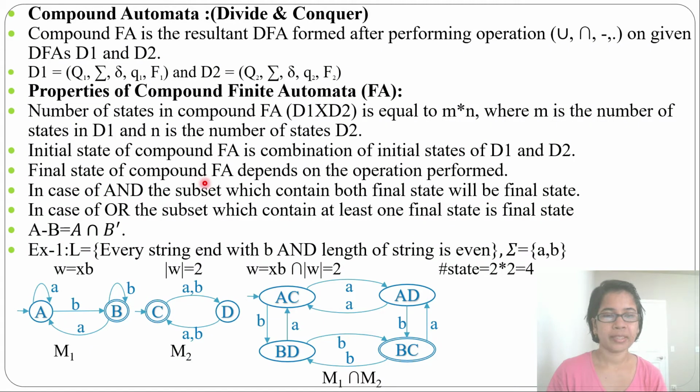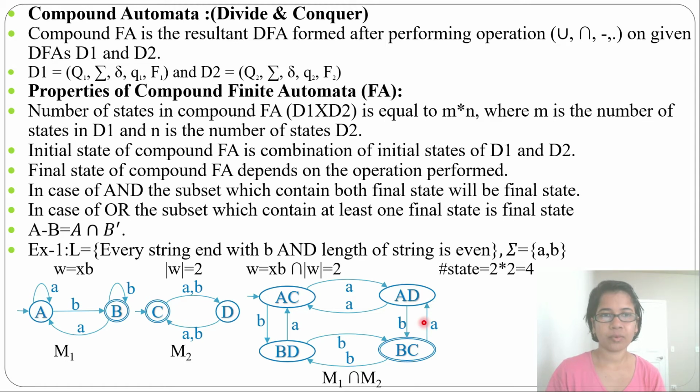Hi, in the previous lecture I discussed compound automata. When two automata are combined to form one automaton, it is called a compound automaton. The initial state will be both initial states, the final state depends on the operation, and the number of states will be the multiplication of both numbers of states. And we discussed one example here: two states in the first DFA, two states in the second DFA. There are four states in the compound automaton.